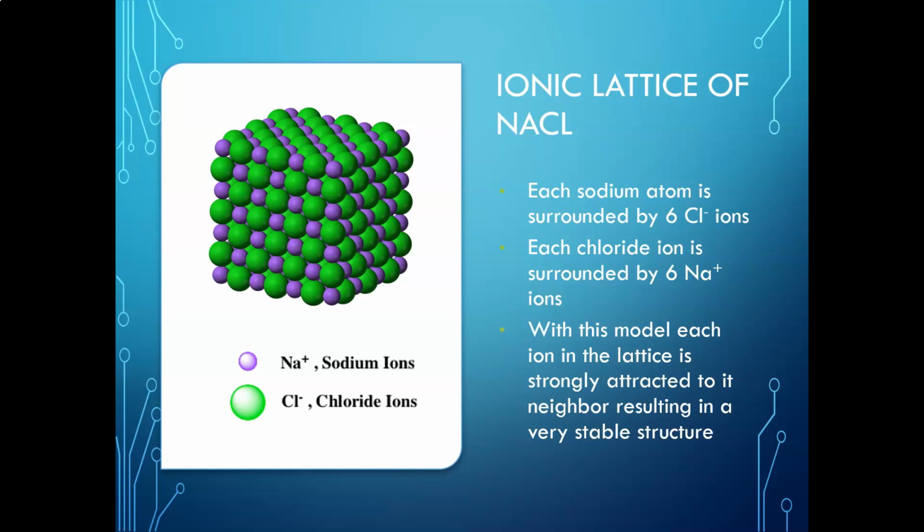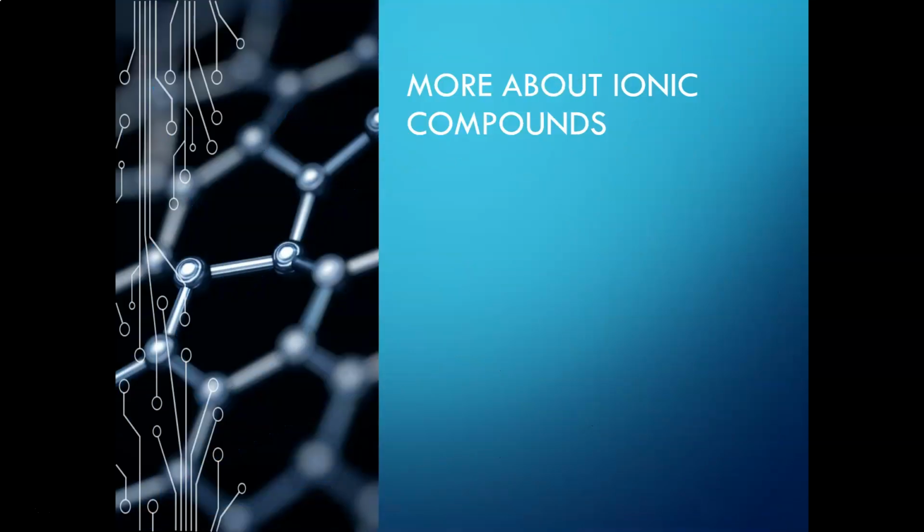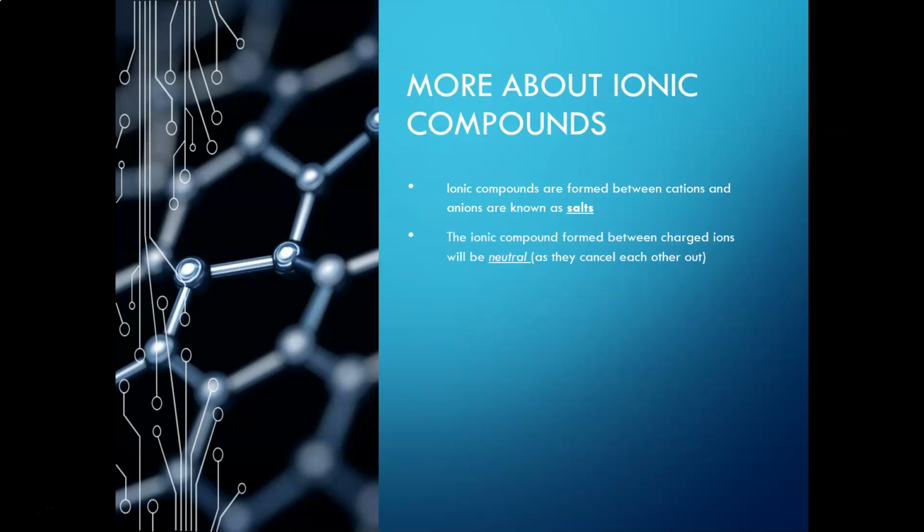With this model, each ion in the lattice is strongly attracted to its neighbour, resulting in a very stable structure. All right, a little bit more about ionic compounds. Ionic compounds are formed between cations and anions, and they're known as salts. The ionic compound formed between charged ions will always be neutral, as they cancel each other out.